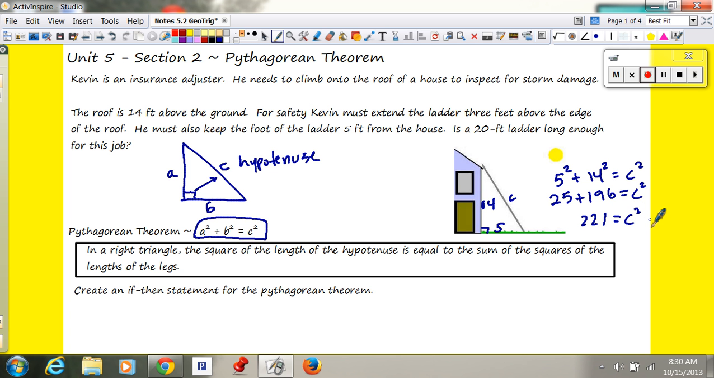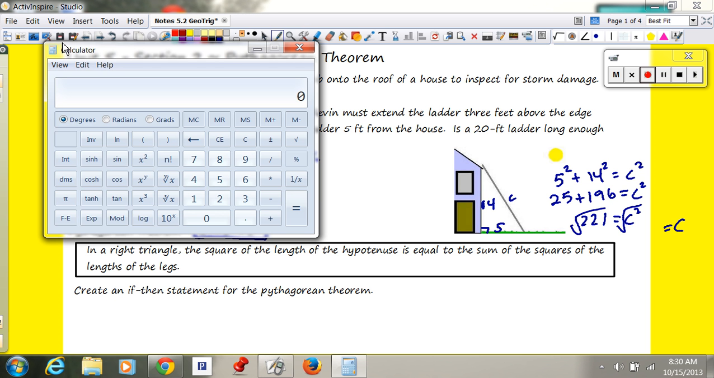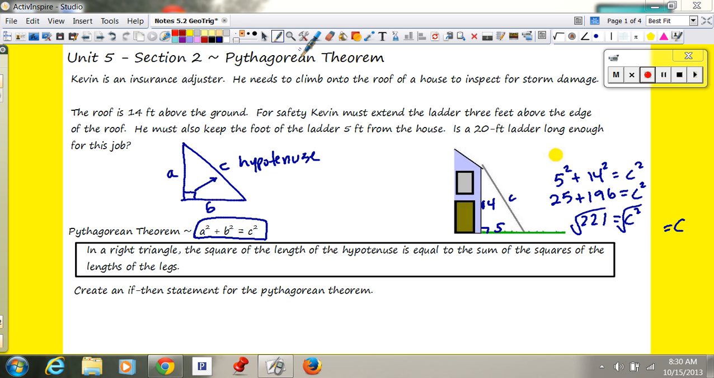Now how do we get c by itself? This is what we worked on in the last section. Square root both sides. So we're going to square root the 221. So now c equals square root of 221. Let's find out what the square root of 221 is. 221, and we're going to do inverse of x squared. So it's going to be 14.9, we'll call it. So we'll use our 14.9 by rounding it up. So C is 14.9. So how long does the ladder have to be?